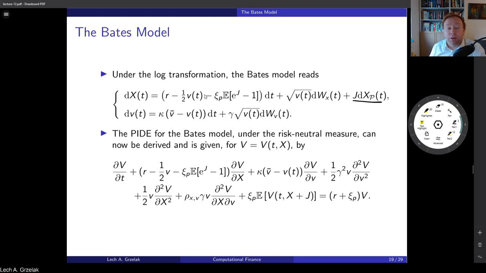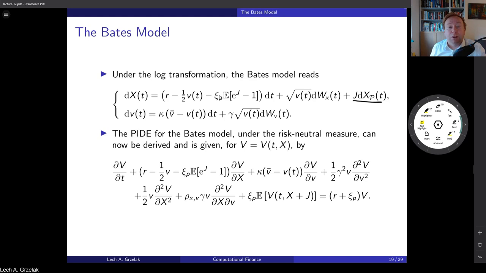Also, as mentioned before, this comes from the transition. Once we apply the Ito-Tanaka formula, if we do Ito with jumps, basically we know that we need to also handle the drift term depending on the Poisson process that we have here.